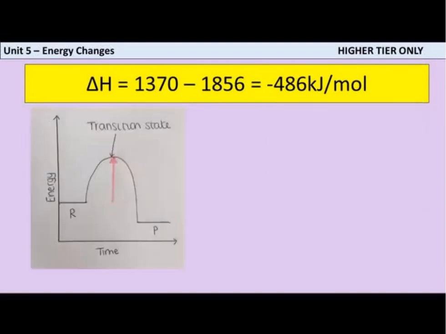Now, in terms of what that means, it means that my products have 486 kilojoules of energy less than my reactants did, assuming that this is all happening for 1 mole. So if my products have less energy than my reactants did, that's because the energy's gone somewhere, right? It hasn't just disappeared. We said at the start that energy has to be conserved. So if it's not in the product, it must have been given out to the surroundings. So this negative number here tells me that my reaction is exothermic. And if I had a positive number, that would tell me that the reaction was endothermic.